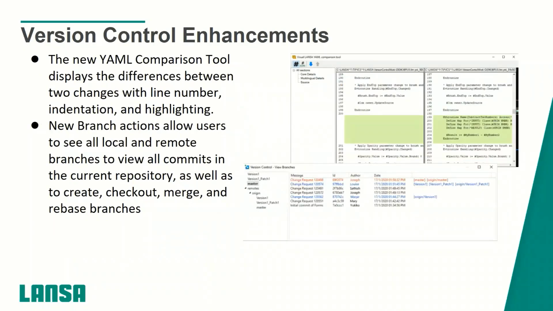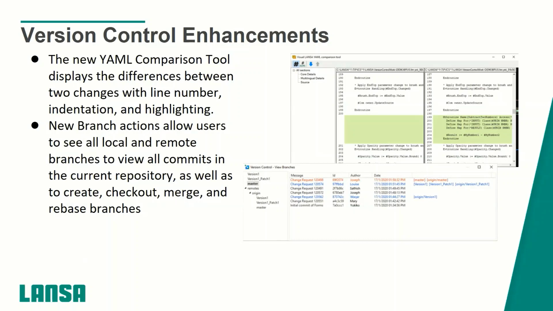Additionally, we have made some really great version control enhancements. And this is a first in a series of version control enhancements that'll be coming out throughout the remainder of the year. So one thing that we've done this year is we've provided a YAML comparison tool that will enable customers to view differences between changes that have been made. So we provided highlighting, we provided the line numbers, as well as indentation, just to highlight any of the differences that have been made within any of your YAML files.